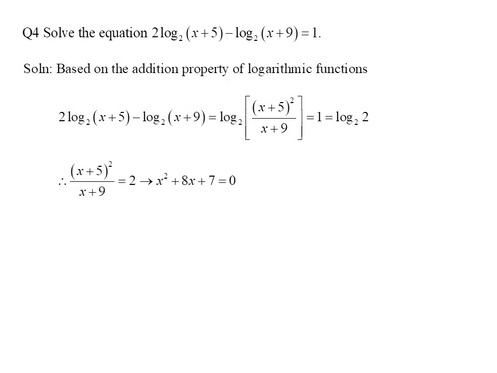Hence, (x plus 5) all squared over (x plus 9) equals 2, which can be rearranged to a quadratic equation x squared plus 8x plus 7 equals 0. Solving the quadratic equation, we obtained x sub 1 equals negative 7 and x sub 2 equals negative 1. Since x plus 5 must be greater than 0, which means x must be greater than negative 5. Therefore, x equals negative 1 is the only solution for this question.